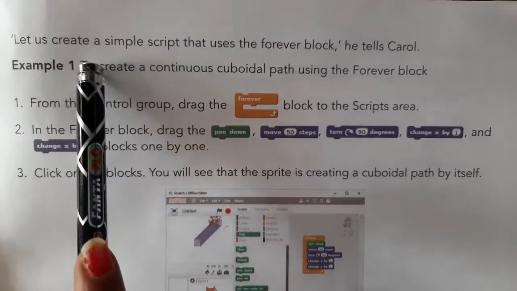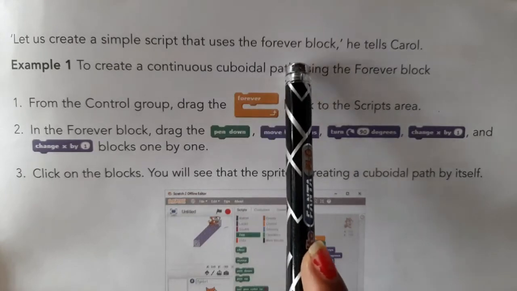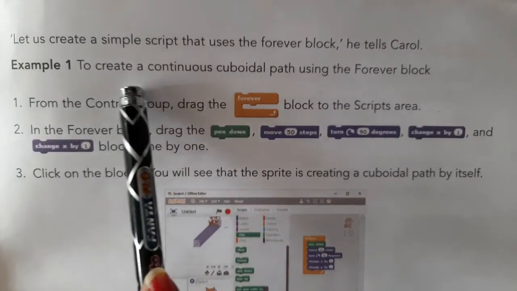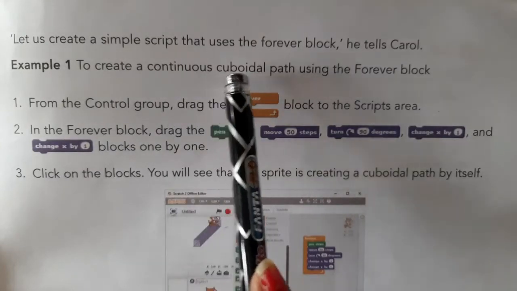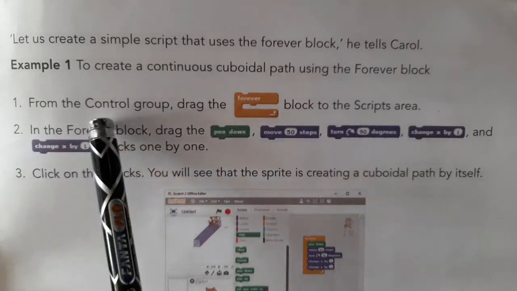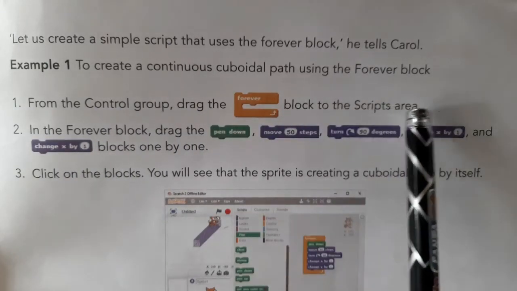Let us create a simple script that uses the forever block, he tells Carol. Example 1. To create a continuous cuboidal path using the forever block. From the control group, drag the forever block to the scripts area.